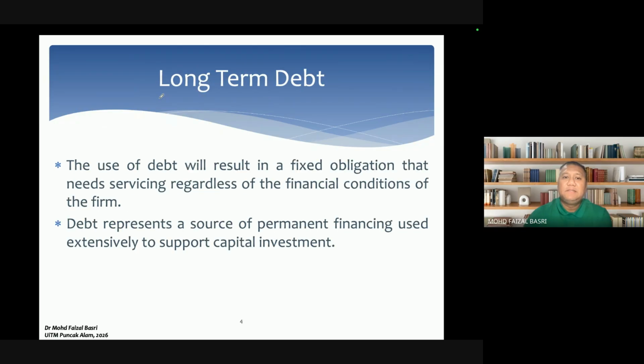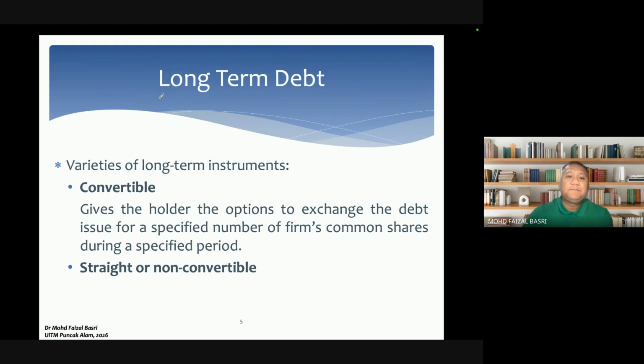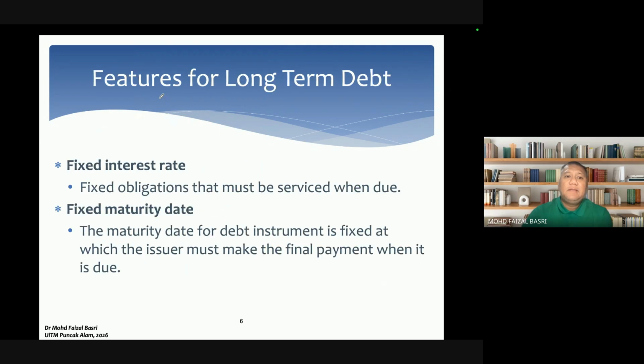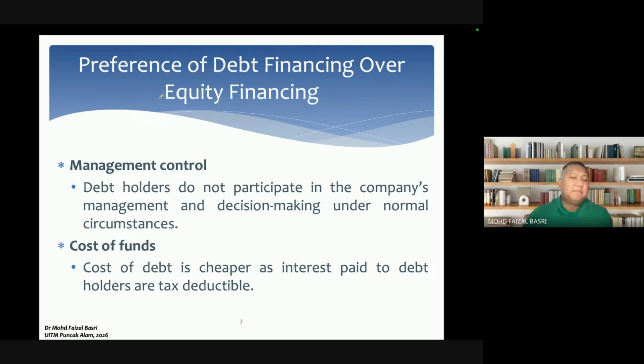Nanti you baca the difference between debt and equity pun ada dekat sini, and why some corporates ataupun companies might prefer debt over equity. So salah satunya ni lah in terms of the interference I mentioned just now, management control. Sebab equity memang kita kena serahkan some of the powers for decision making dengan the shareholders.